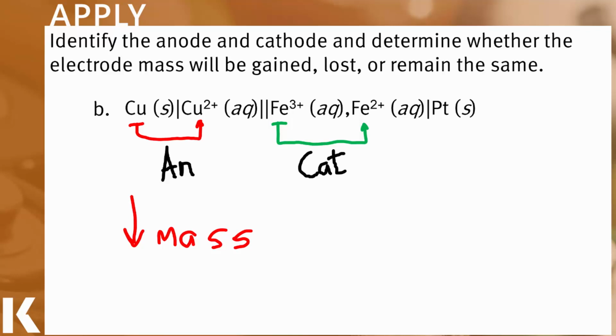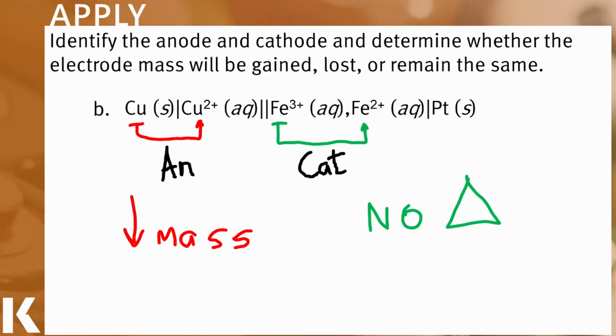On the other side, however, we have an inert platinum electrode, solid platinum, but we have no species that are forming solids as they become reduced. Therefore, we predict that there will be no change to the mass of that inert platinum electrode because there is no solid formed in the cathodic half reaction.